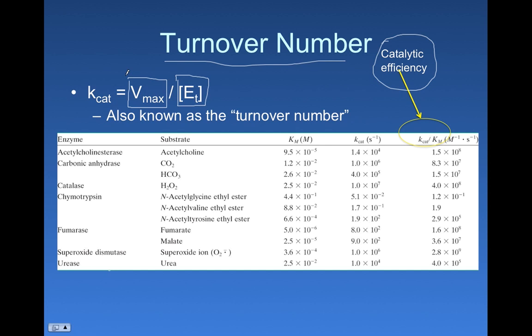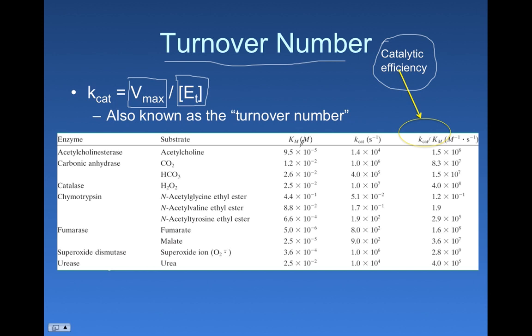So an enzyme that has a really high turnover number, a high kcat, is going to have a high velocity, and it's going to have a small amount of enzyme. So with a small amount of enzyme, it can get to a really high velocity, and that indicates a high turnover number. Now, if we look at this list of some example enzymes here, it indicates what their Km is.